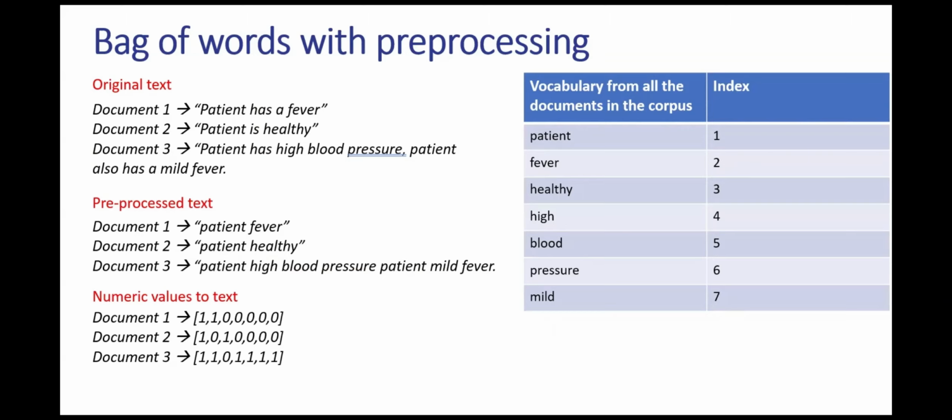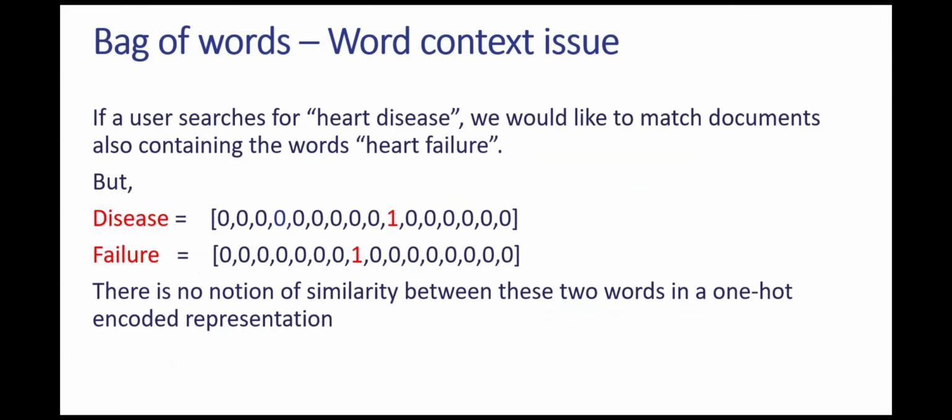So we understood the bag of words model, but let's take a look at something a little bit more complex. Now, the bag of words model, which we knew that we are always going to have issues with, for example, one of them is the word context issue.